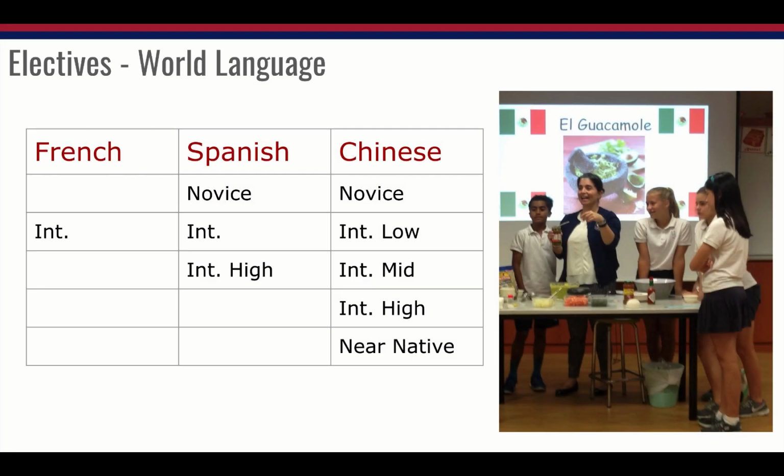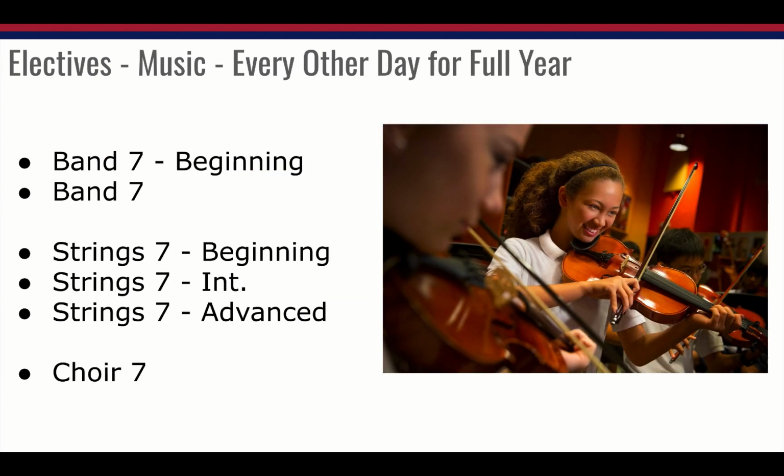So let's look at the world language courses. Now, as a reminder, these courses meet every day for the full year. And in 7th grade, we offer 3 different languages: French, Spanish, and Chinese, and you can see the different levels listed below. If you're a continuing student from 6th grade, you will have been recommended for a language level by your current language teacher.